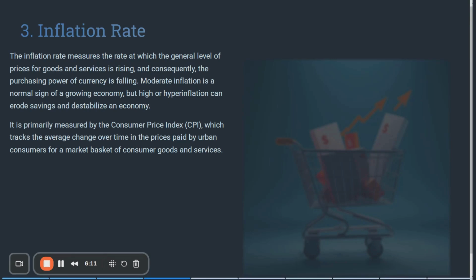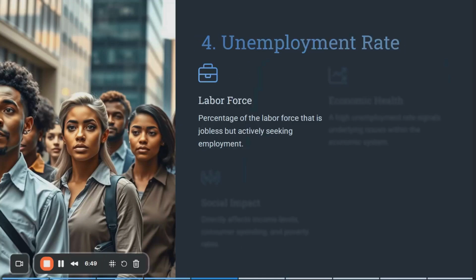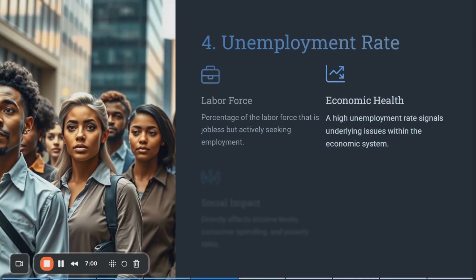Unemployment rate. The percentage of the labor force that is jobless but actively seeking employment. Economic health: a high unemployment rate signals underlying issues within the economic system. Social impact: it directly affects income level, consumer expenditure, and poverty rate.